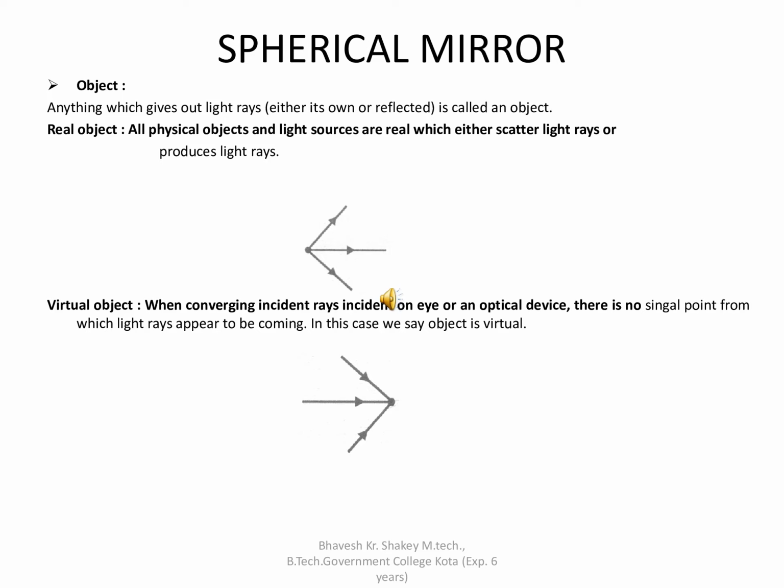Now we go to the definition of a virtual object. When converging incident rays fall on the eye or an optical device, there is no single point from which the light rays appear to be coming. In this case we say the object is virtual. Further, when we draw ray diagrams of image formation from a mirror, we will study more about real objects, virtual objects, and real and virtual images. Now move forward to the next slide.